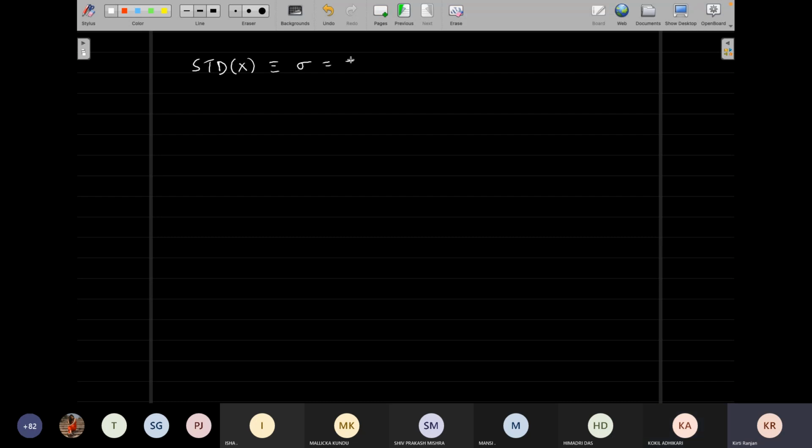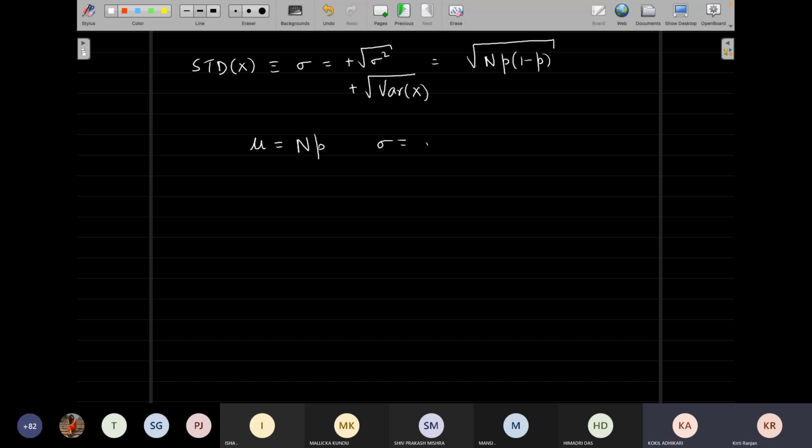Which is the positive square root of variance. So this becomes sqrt(NP(1 minus P)). So the two results, that mu is equal to NP and that sigma becomes sqrt(NP(1 minus P)), become very important.